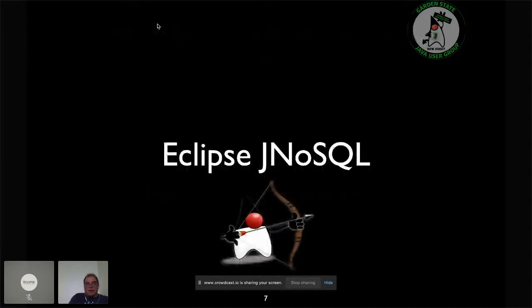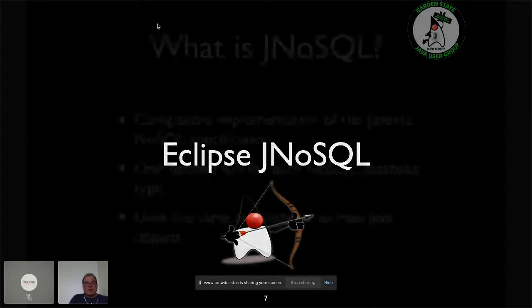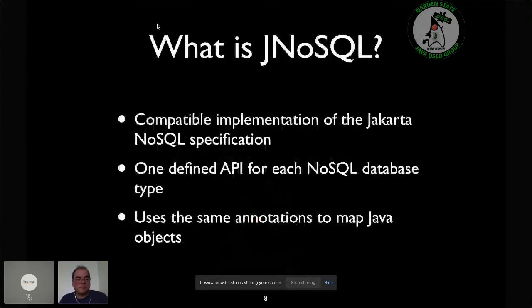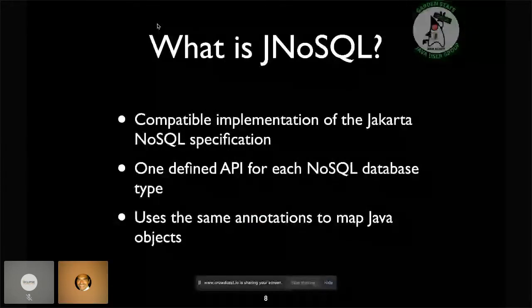So Eclipse JNoSQL is the compatible implementation of this spec. For all database types, there is one defined API. We'll talk about those database types in a minute. And there's a consistent use of annotations to map Java objects, and you'll see some references to annotations from the relational database world, so I'm going to do some comparisons to that as well.